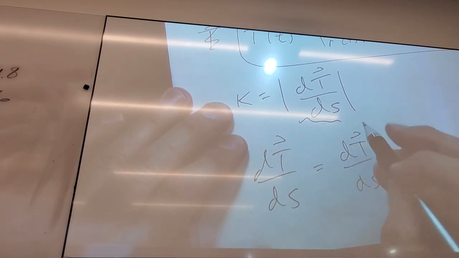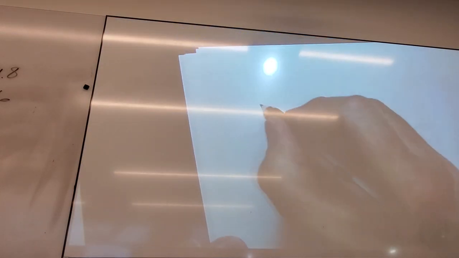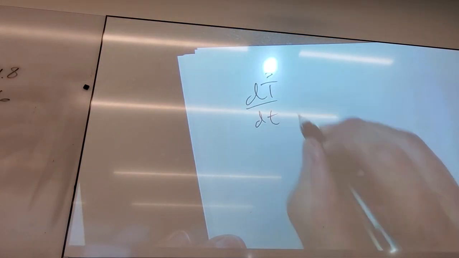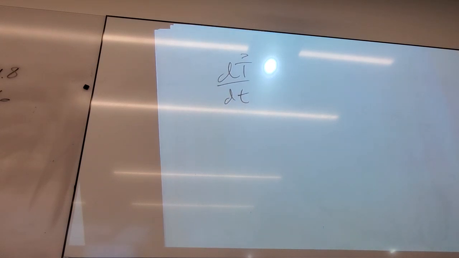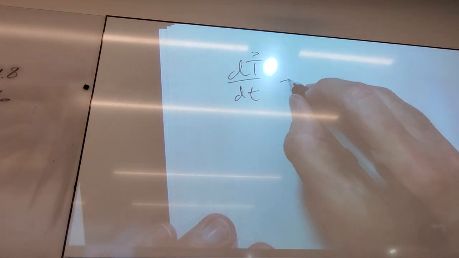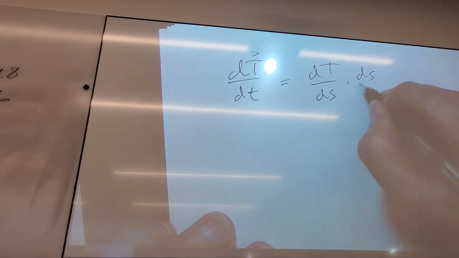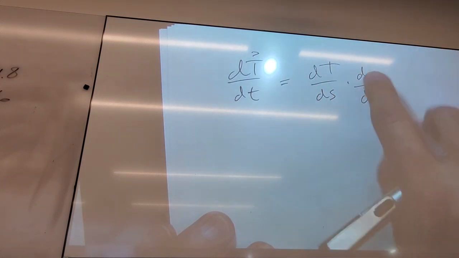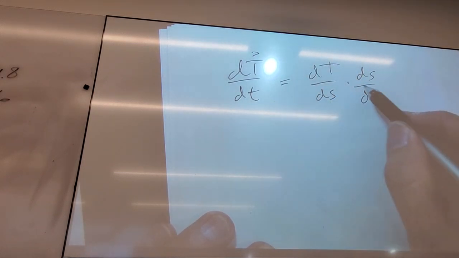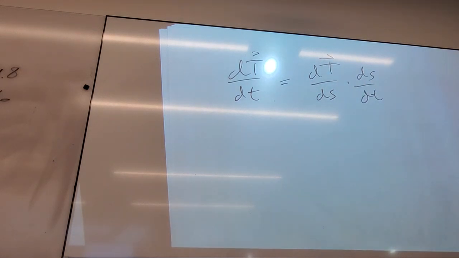I'm sorry, I'm starting with where I want to end up. dT/dt, that's where I want to be, isn't it? Times dt/ds. This is equal to dT/ds times ds/dt. You've seen this kind of thing before because these would cancel out, so of course they're equal to each other. Put a little vector sign over that.